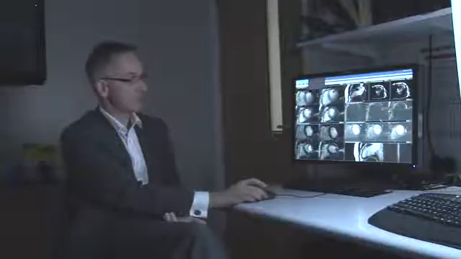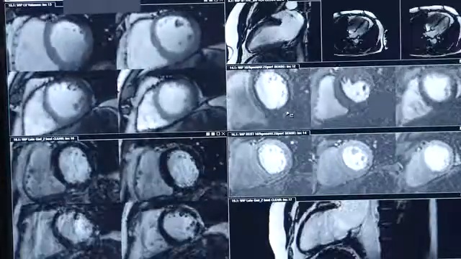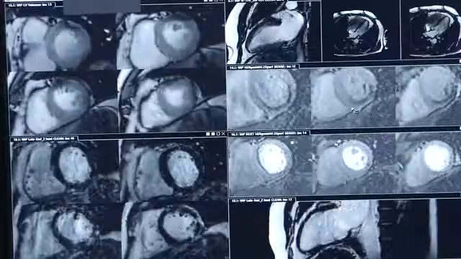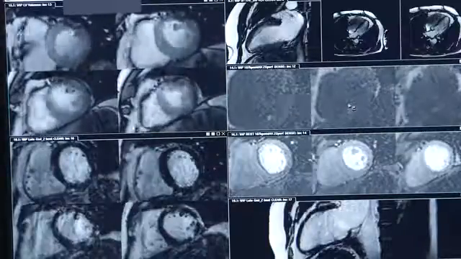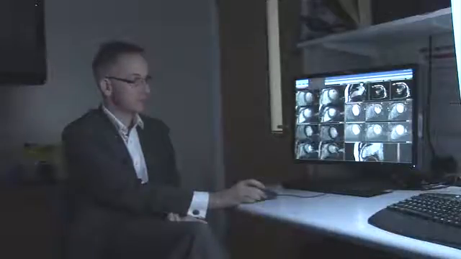And as the contrast passes through, you'll see that first of all the left ventricular cavity lights up, and then there is an area of hypo-intensity or hypo-perfusion down here in the inferior wall during adenosine stress. And so this corresponds to what we understand as an area of inferior ischemia. So that fits very nicely with the wall motion abnormality that we've seen on the cine images.